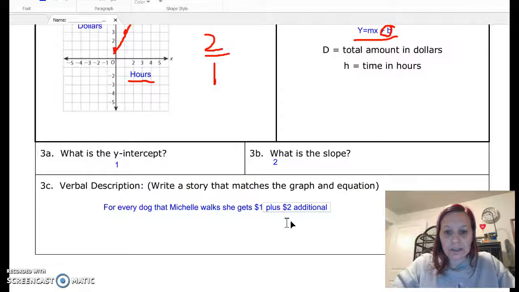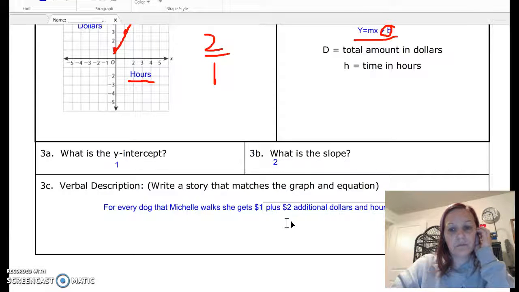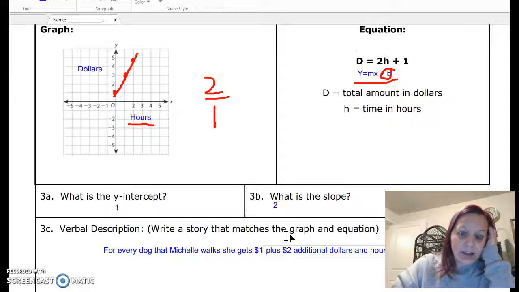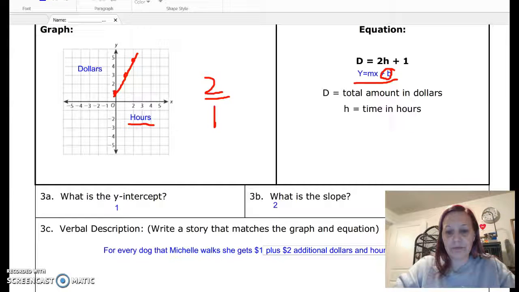That's a pretty cheap dog walker, but I would go on to describe how she walked her dog or somebody else's dog. And it looks like she went 2.5 hours according to my graph where I stopped. That's a great story to go along with our graph. Please make sure that you include enough details so that we can see the story that goes along with that equation.